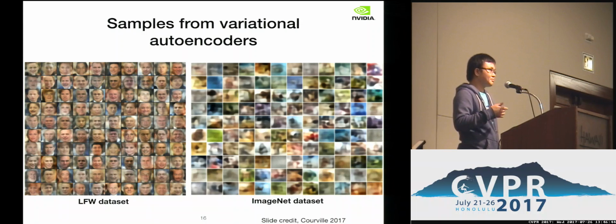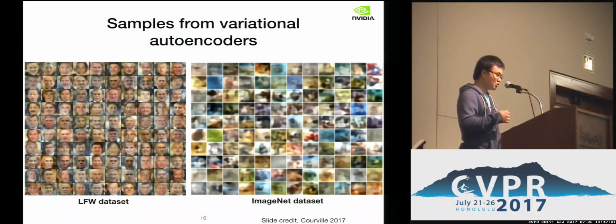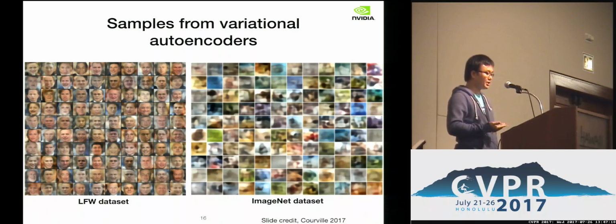So VAE, because we can train with backpropagation, is quite easy to train, but it tends to generate blurry images. You can see on the left-hand side, we have the reconstructed faces generated from the LFW dataset, and on the right-hand side we have the images generated by the model trained on ImageNet. We can find that they tend to be blurry.